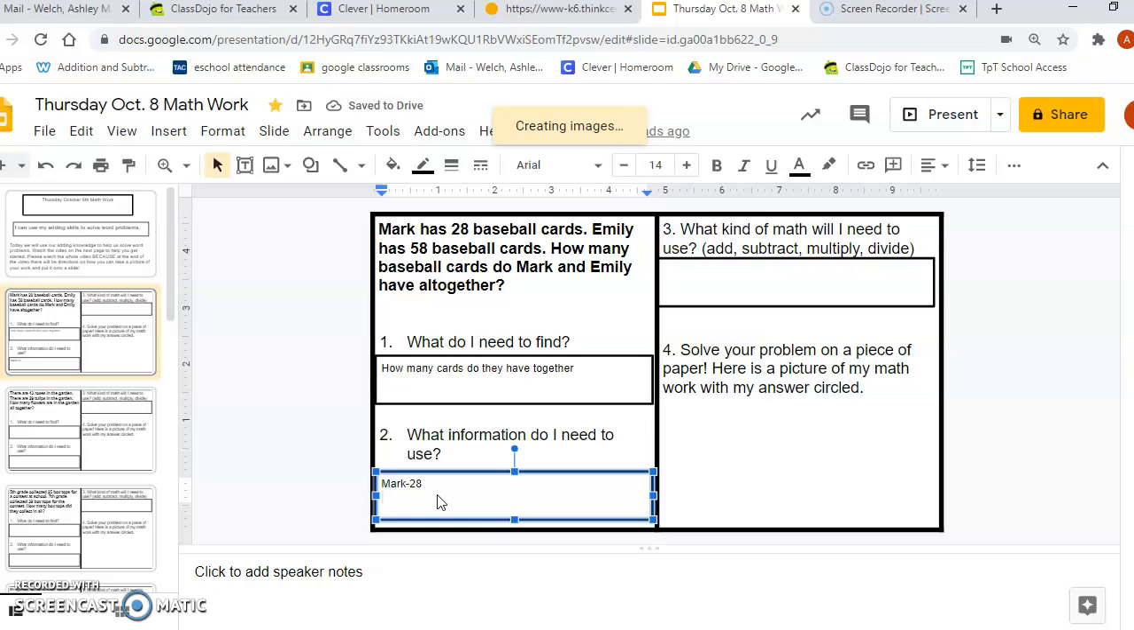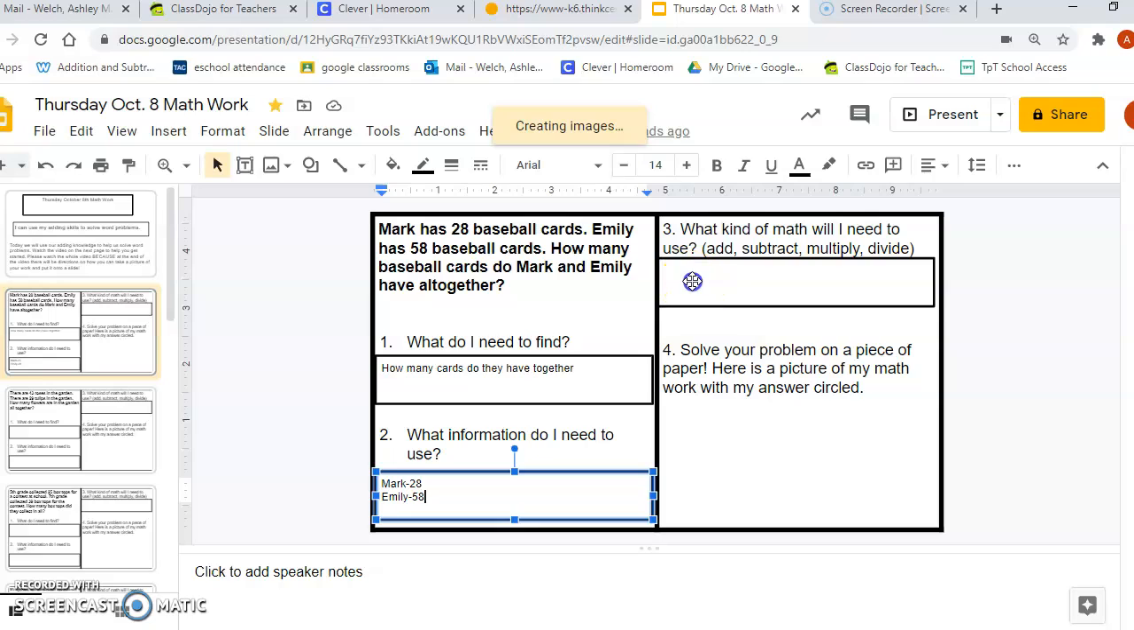He's not the only person in this problem. I also know Emily has some cards, so I'm going to put Emily. And she has, if I go back to my word problem, Mark has 28 cards. I already did that part. Emily has 58. Oh, Emily has 58 cards. Okay, and I want to make sure there's no other people. So there's Mark, there's Emily, there's no one else, and I want to figure out how much they have together.